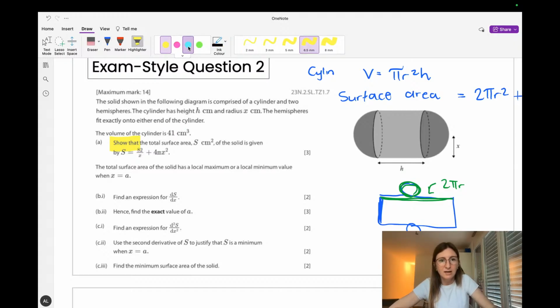So this is our clue that they always start by giving us in optimization problems. That's going to help us put one variable in terms of the other. Let me write in blue. So the volume is 41 centimeters cubed. Show that the total surface area of the solid is given by this formula. So we want the total surface area. First, let's get our volume, use that volume clue to get our height in terms of radius.